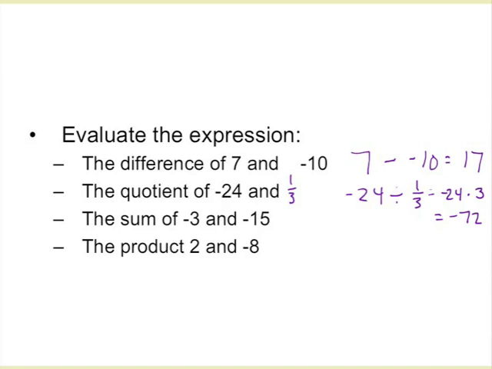The sum of negative 3 and negative 15, what does sum mean? Addition. So negative 3 plus negative 15? Negative 18. The product of 2 and negative 8, what does product mean? Multiplication. So 2 times negative 8, negative is negative 16.